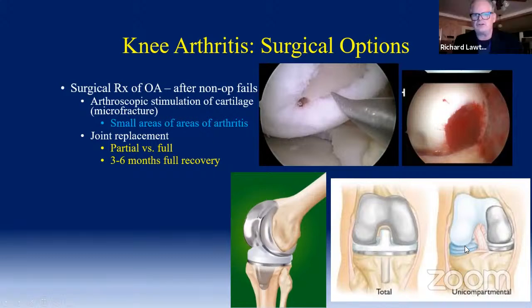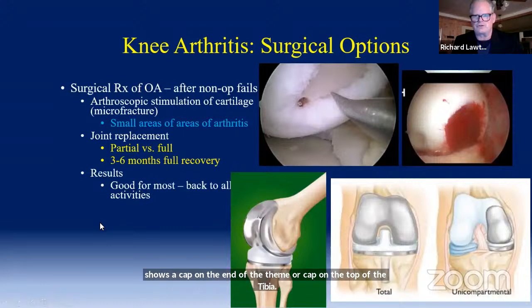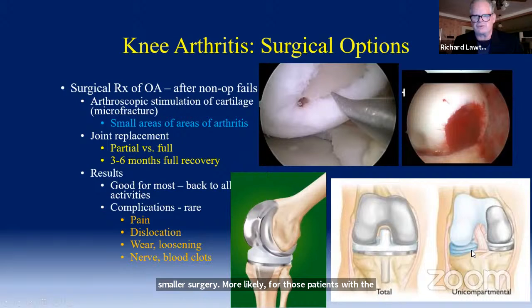Sorry. This shows a partial or unicompartmental knee replacement, in which this part of the illustration shows normal anatomy. This part over here shows a cap on the end of the femur, a cap on the top of the tibia. It's a little shorter recovery, a little smaller surgery, more likely for those patients with a partial to consider their knee to be normal. There are a couple other trade-offs.